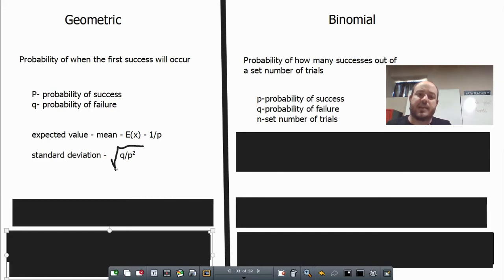The standard deviation for that is the square root of Q divided by P squared. But again, we'll rarely see that. What would that mean in context? It means that we would expect it to take this many attempts, give or take a few.